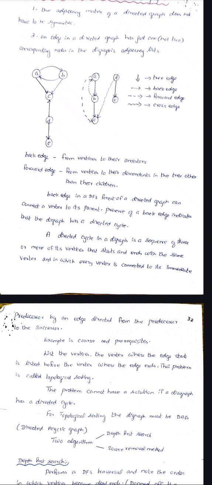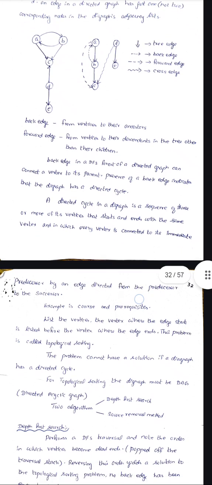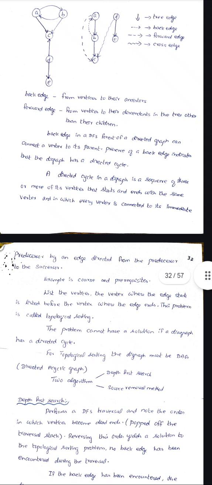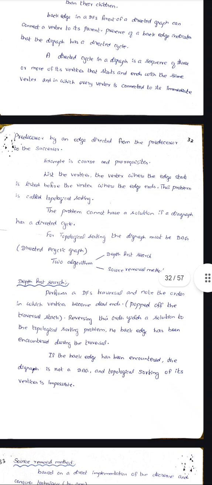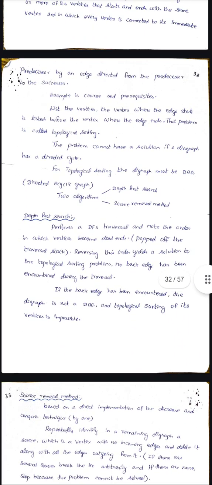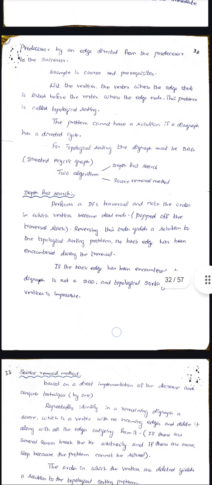The presence of a back edge indicates that the digraph has a directed cycle. A directed cycle in a digraph is a sequence of 3 or more of its vertices that starts and ends with the same vertex, and in which every vertex is connected to its immediate predecessor by an edge directed from the predecessor to the successor. An example is courses and prerequisites.